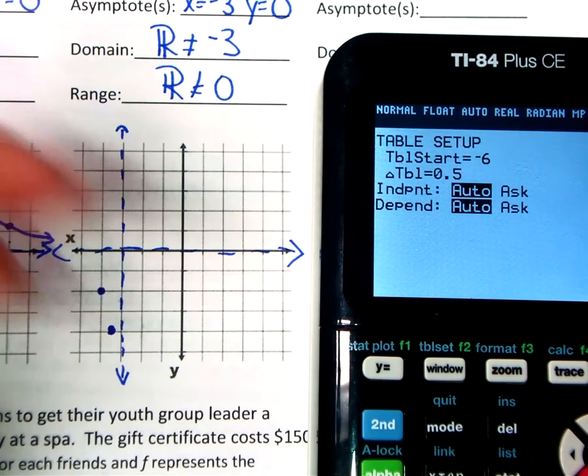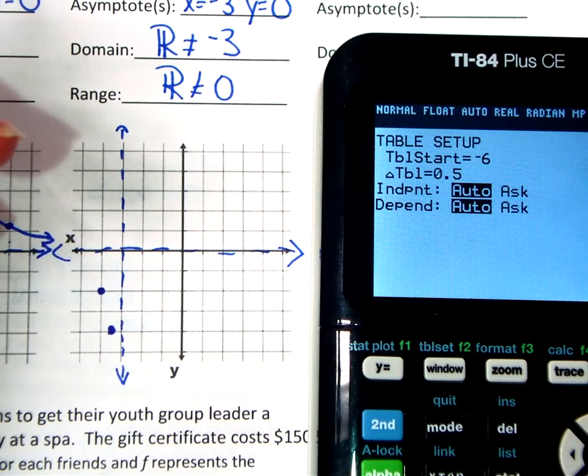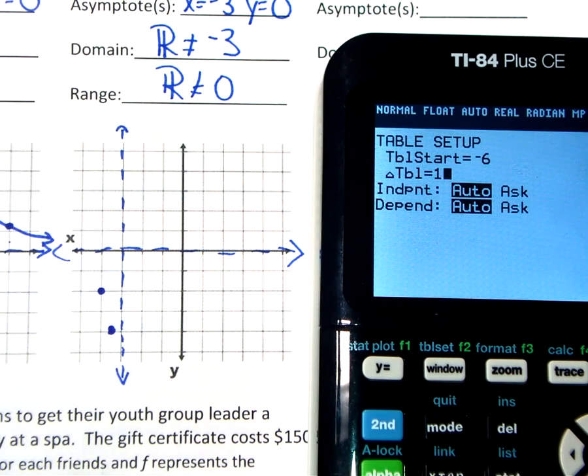You probably don't have the 0.5s. That's just because I've told my graph to graph by halves. So if you go to second and window, you can change it to be halves so that you can get some more points in there, or you can leave it on wholes. There's not really a preference there for me.